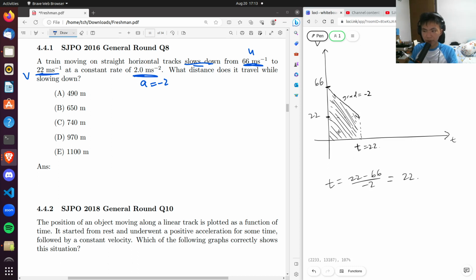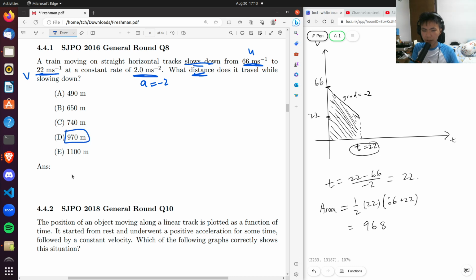Then from there we can find the area of the trapezium. So the area is the distance that it travels, because the distance that it travels while slowing down is the integral of the velocity, which is the area under the velocity time graph. So area is half times the base, which is 22, times the sum of the heights, which is 66 plus 22. Let me calculate this out. Half times 22 times 88 is 968, which is approximately D. So the answer is D.